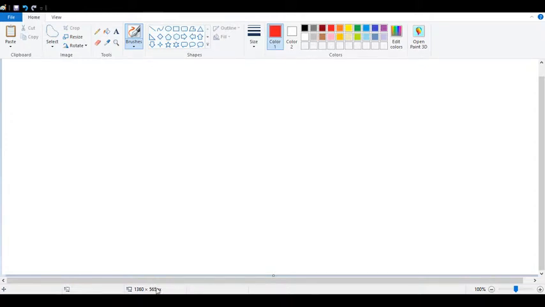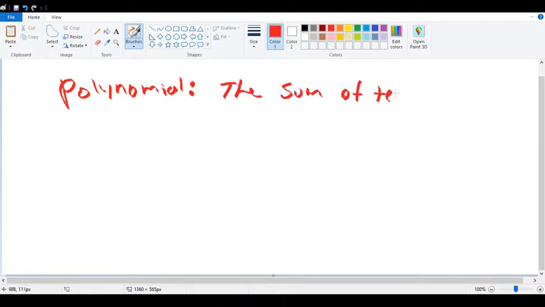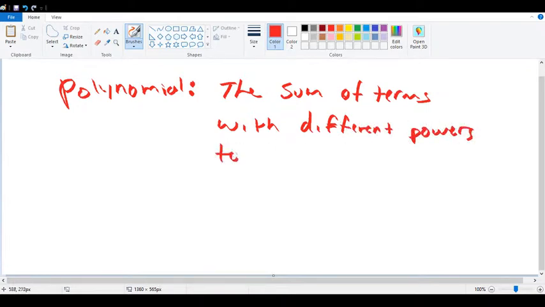Alright students, today we are going to add and subtract polynomials. What is a polynomial? Well, a polynomial is the sum of terms with different powers to the same variable. That is, in essence, the definition of a polynomial.